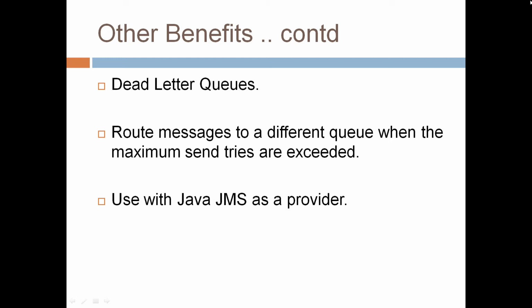SQS can also be used as a provider with your Java JMS library. Amazon provides an SQS JMS library which you can integrate with your existing JMS solution, and you can actually use it in your existing enterprise application seamlessly without changing any line.